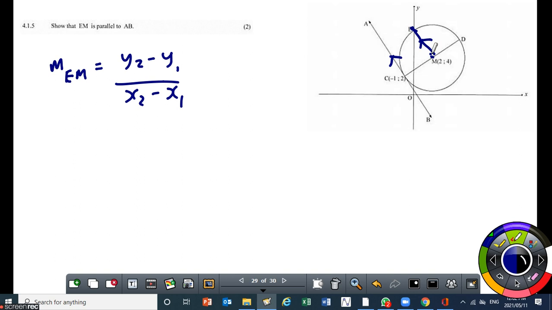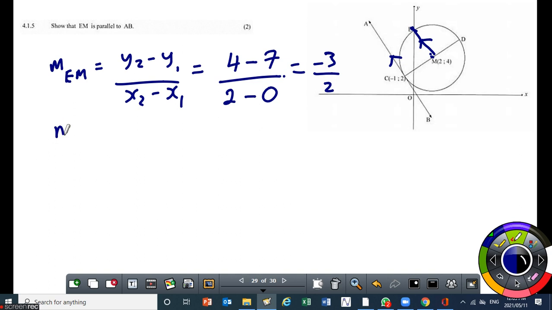Okay, so this will be equal to my y2, I'm going to put it as a 4, minus the value of y at E, it's a 7. My x2 is a 2, and x1 is a 0. So I'll get minus 3 over 2. I already know that the gradient of the tangent is equal to minus 3 over 2. I calculated that already. Therefore, EM is parallel to AB.